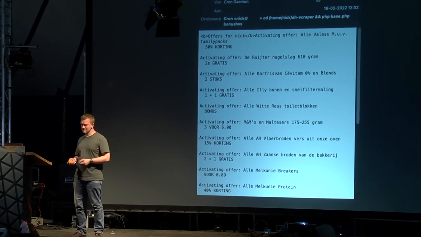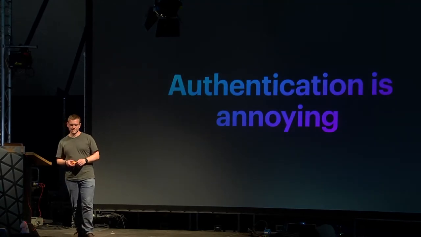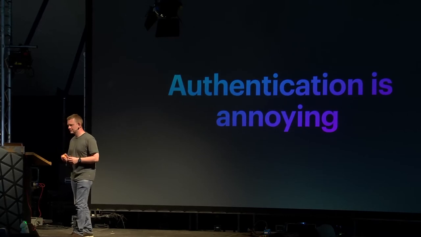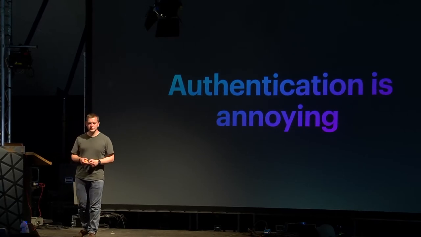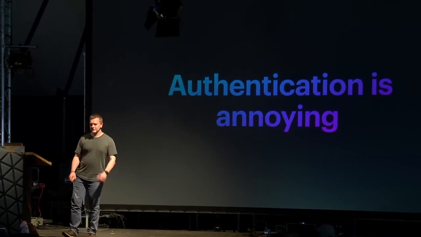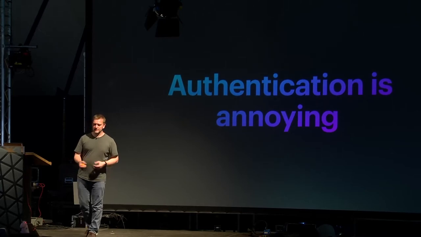Here's the thing, though. Albert Heijn made it pretty annoying to work with this API. It used to be that you could just send a login request via POST, get a token, and do all these API requests. A short while ago they enabled CAPTCHA on that login process, and there is no other way to get an authentication token.